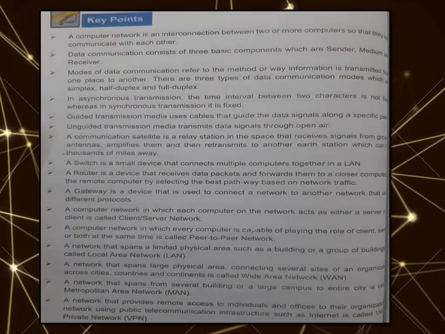Then data communication consists of 3 basic components, which are sender, medium, and receiver. Data communication means the exchange of data and information, and we must have 3 components: the sender, who wants to send the data, the receiver, who wants to receive the data, and the connection between sender and receiver. Then we discussed modes of data communication, which refer to the method or way information is transferred from one place to another.